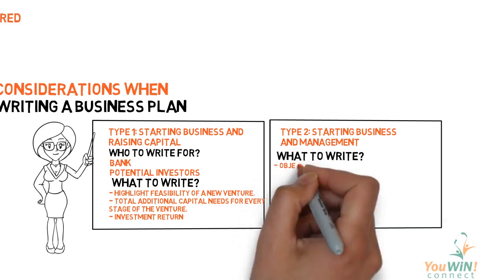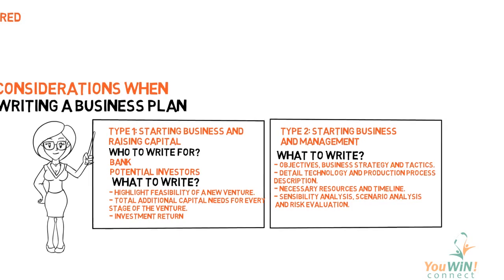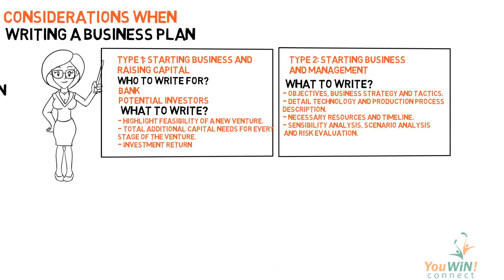So in this, you show the objectives, business strategy, and the taxes. Of course, you will give detailed technology and production process and the description of the production process when you're writing this. You write the necessary resources and the timelines that you need. And of course, in the financial plan, you will show the risk evaluation. You will also show scenario analysis and paint the best case, worst case, and the realistic scenarios when you are considering the financial aspects of this venture.